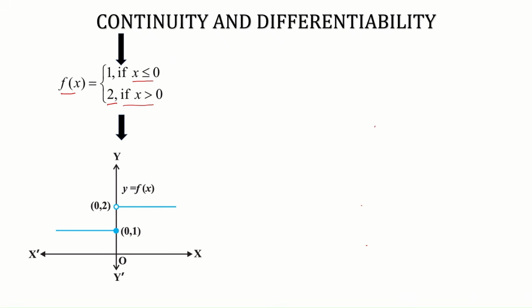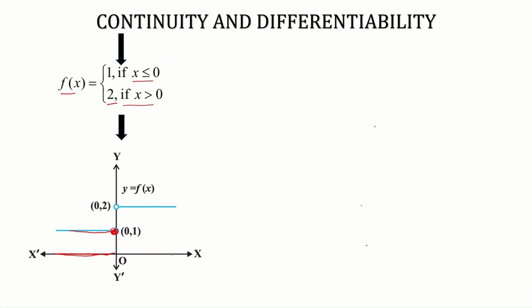f of x is equal to 1 if x is less than or equal to 0, and f of x is equal to 2 if x is greater than 0. Look at the graph of this one. When I am approaching 0 from the left side, from the negative side to 0, the output is 1. At x equal to 0 also, it is giving 1.